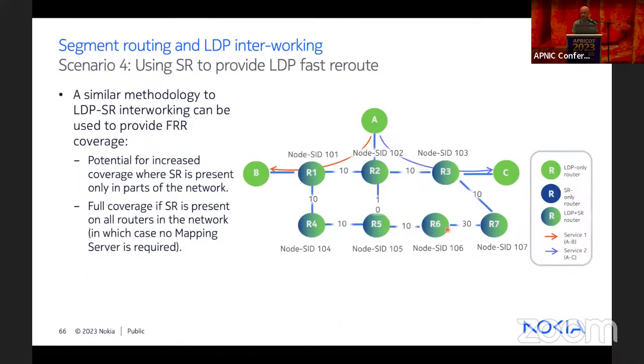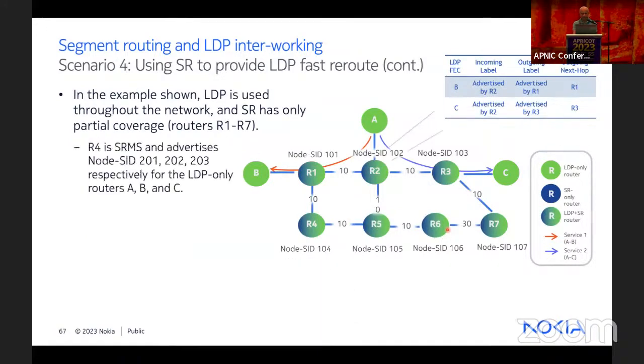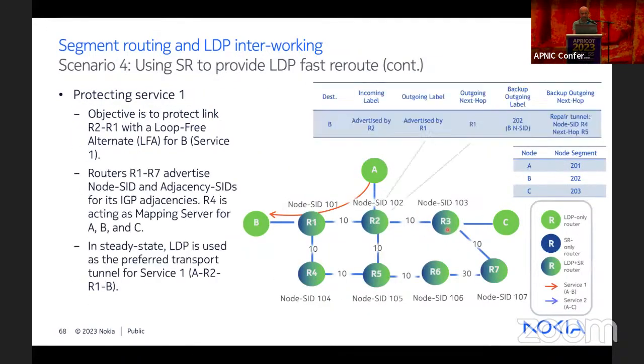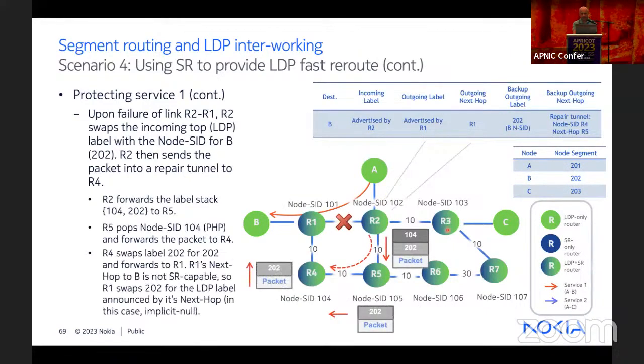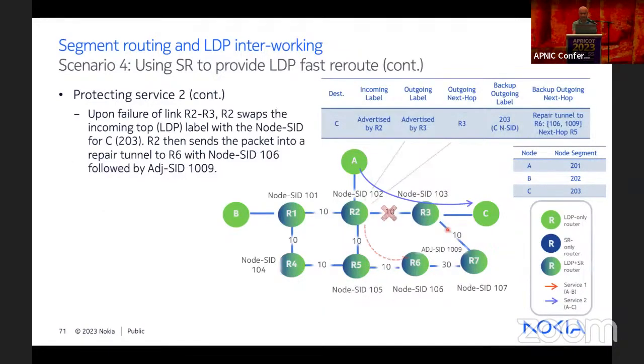We can use segment routing to provide LDP fast reroute. I mentioned that fast reroute for LDP can be a bit complicated. Segment routing is a good way of plugging some of those gaps. So that's that scenario here. Definitely a very complex example, this one here, especially the second one.